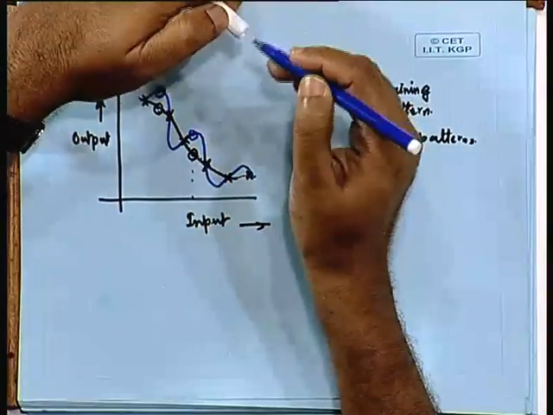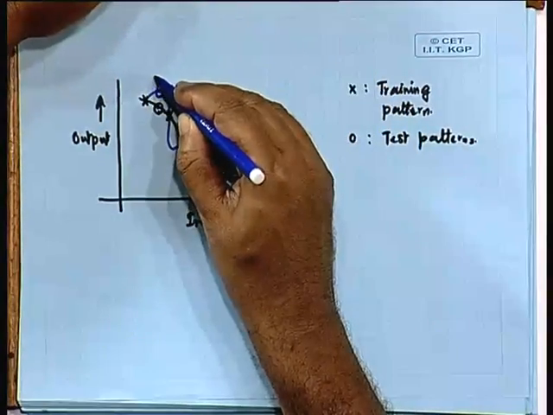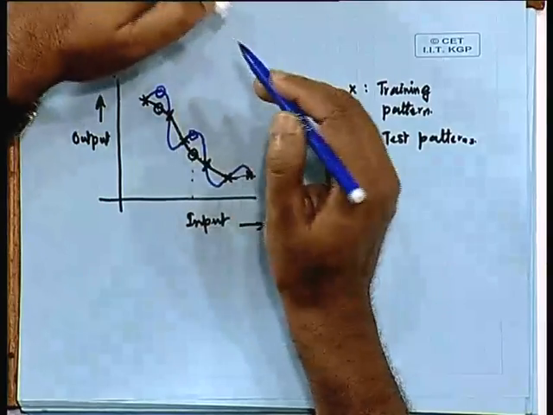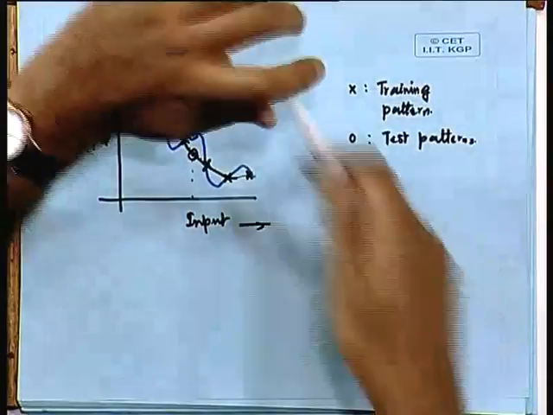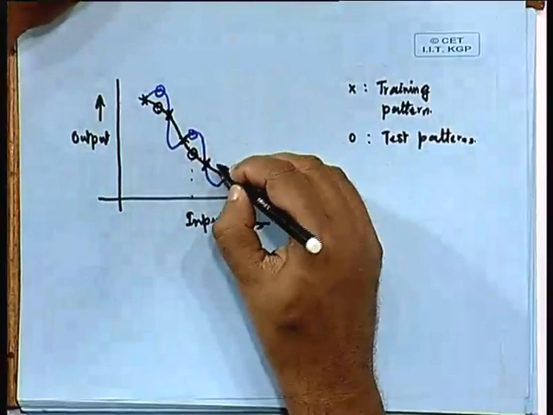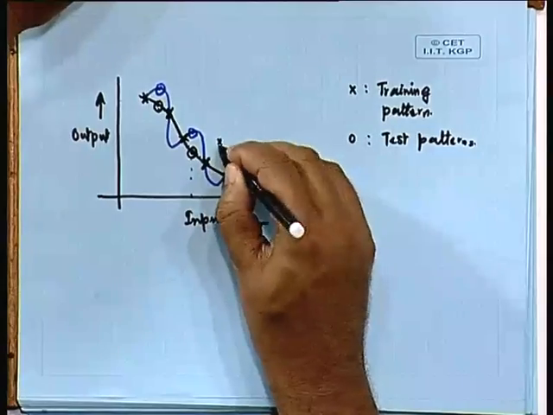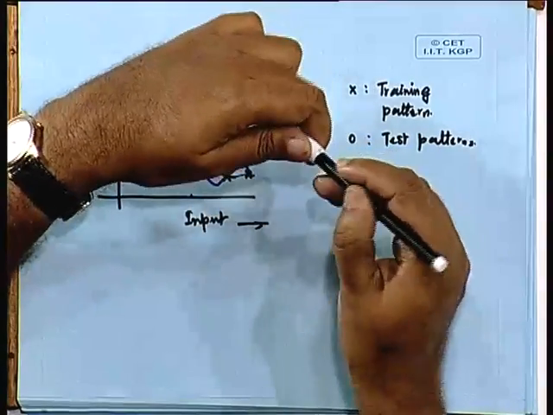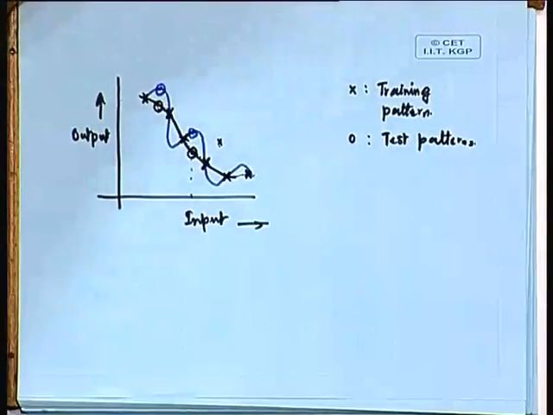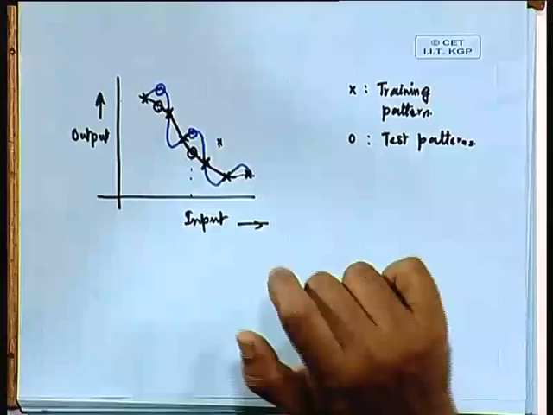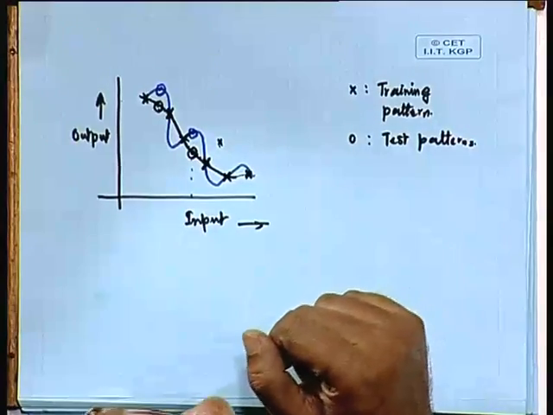Now supposing this is the set of patterns with which I have trained, and I have got one odd point, one outlier, let us say, a pattern over here, and then the next is here. Clearly this is an outlier, it does not fit into any proper curve. A proper smooth curve fitting will not fit this point. So this is definitely a noisy point.